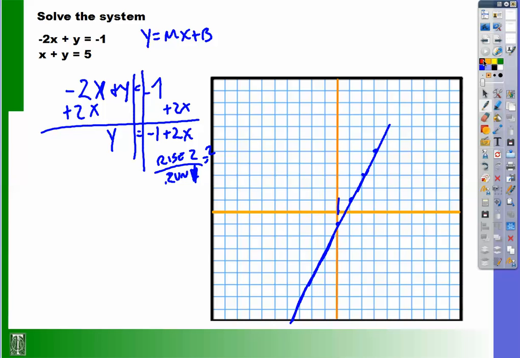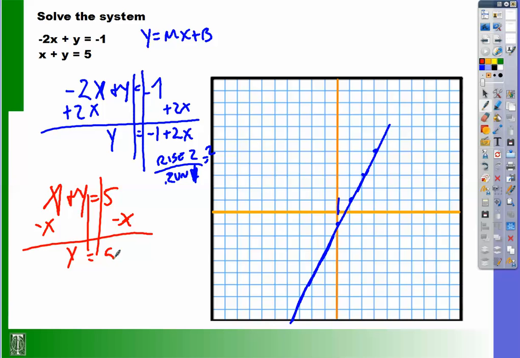Now for my other equation, x plus y is equal to 5, I need to get the y by itself, so I subtract x. So we get y is equal to 5 minus x. What's my y-intercept? In this case, my y-intercept is 5. So I'll put a point at 5: 1, 2, 3, 4, 5. And my slope in this case is negative 1. That's down 1 over 1, down 1 over 1, down 1 over 1.